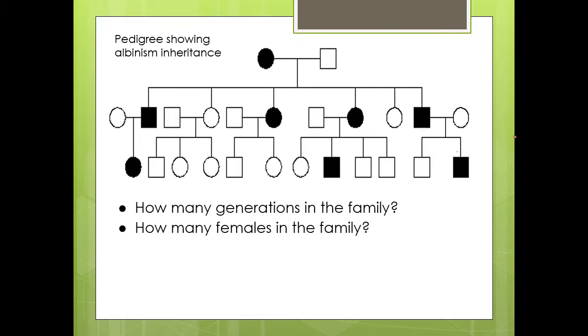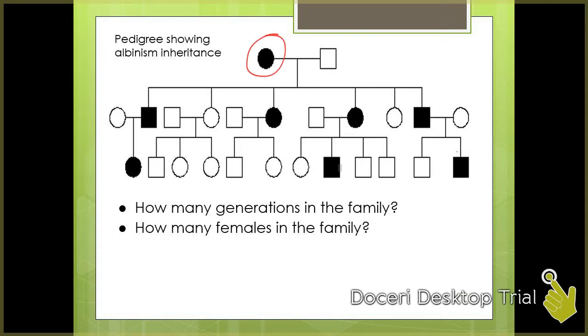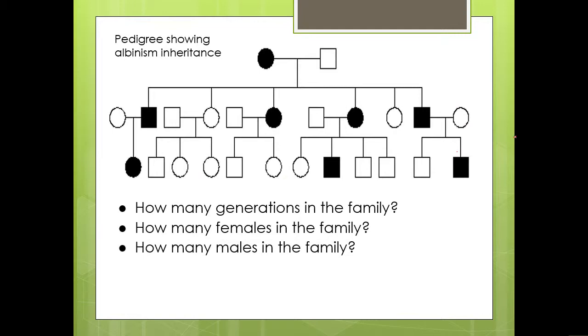How many females are in the family? To get that answer, you have to count all the circles. So if we start here, we have 1, 2, 3, 4, 5, 6, 7, 8, 9, 10, 11. There are 11 females. How many males? Well, to get that answer, count all the squares. 1, 2, 3, 4, 5, 6, 12, 13 males.